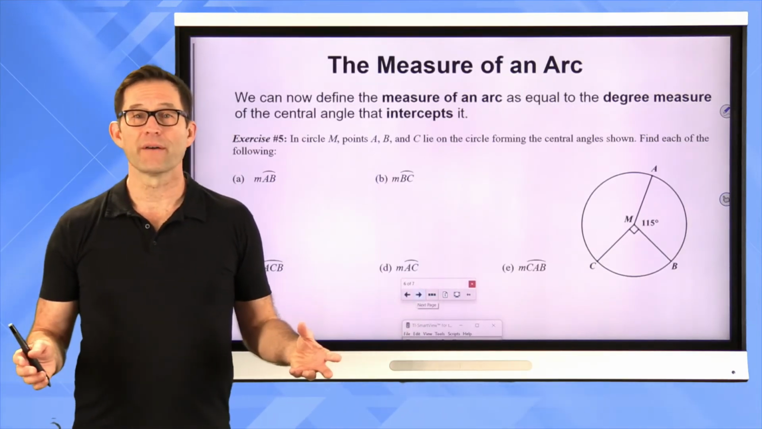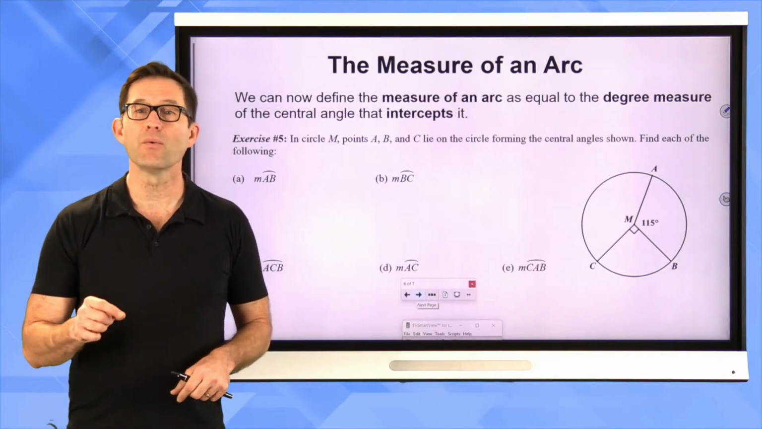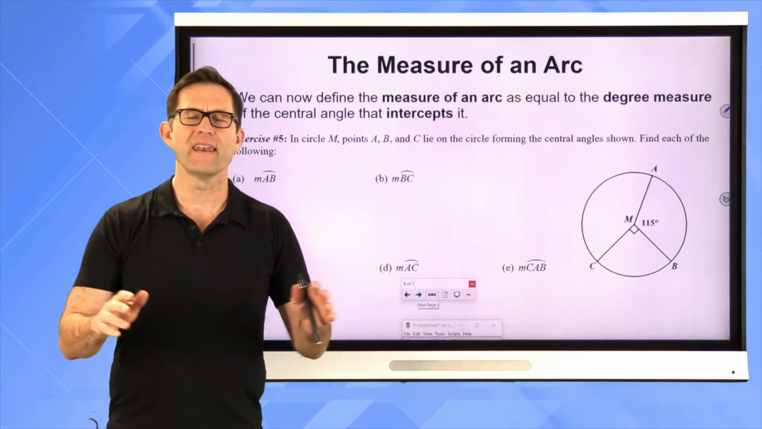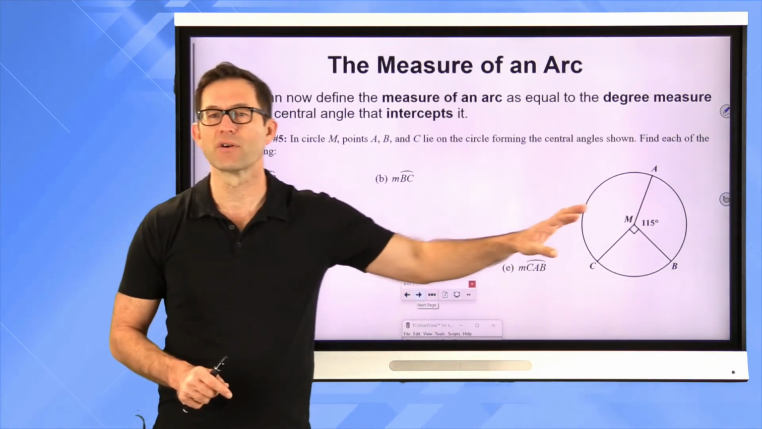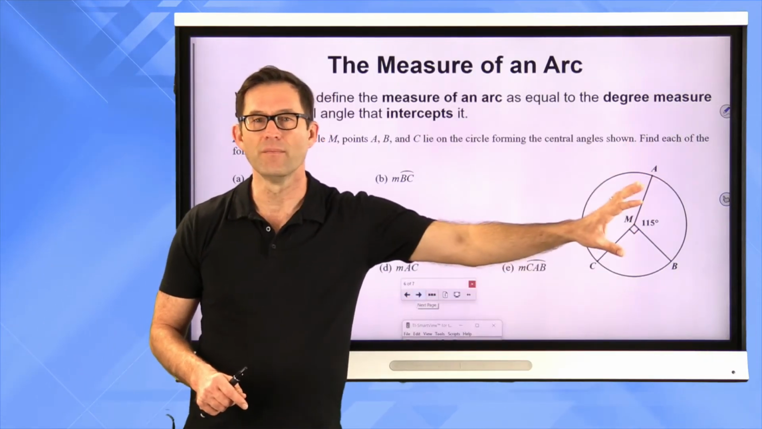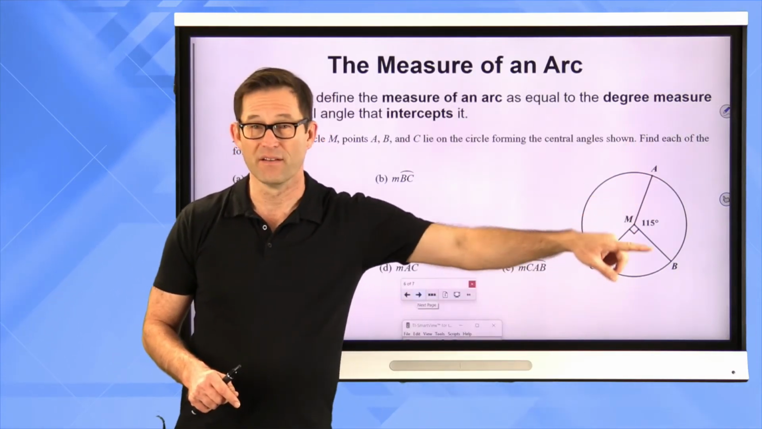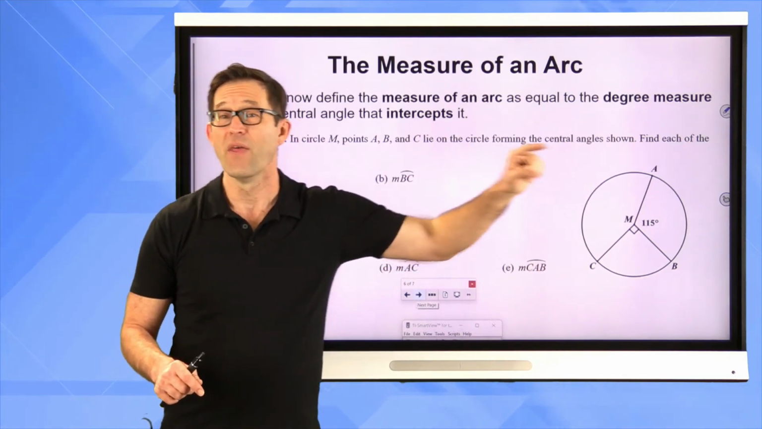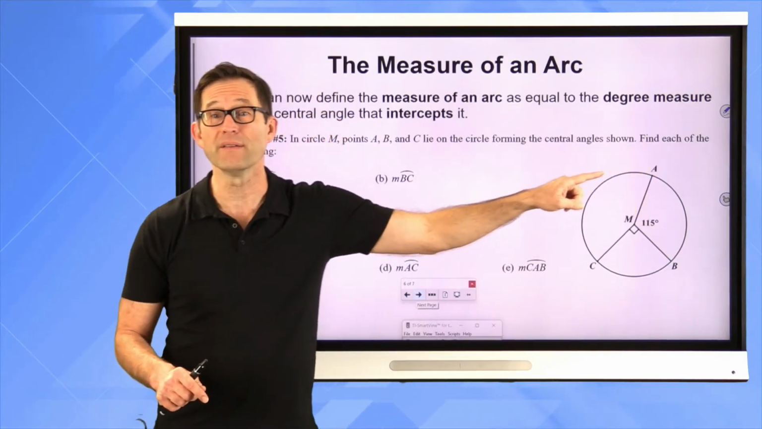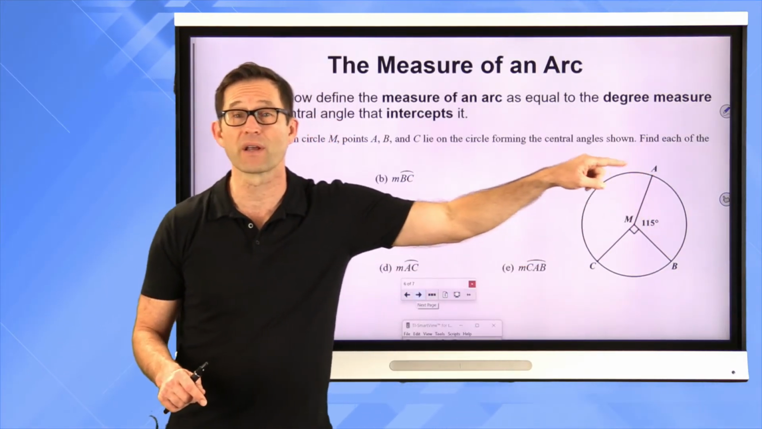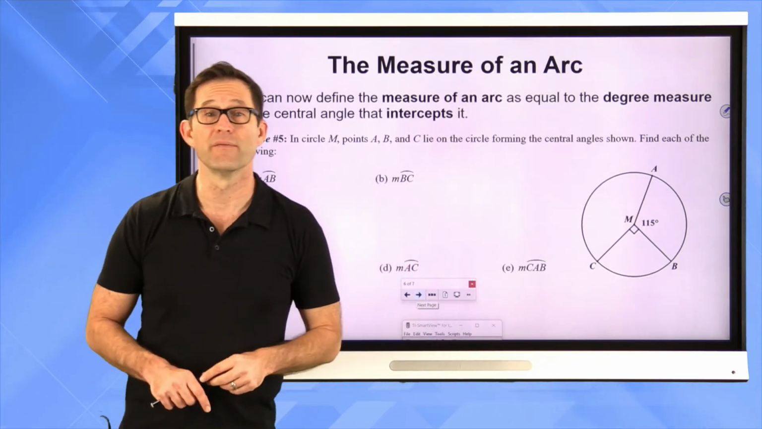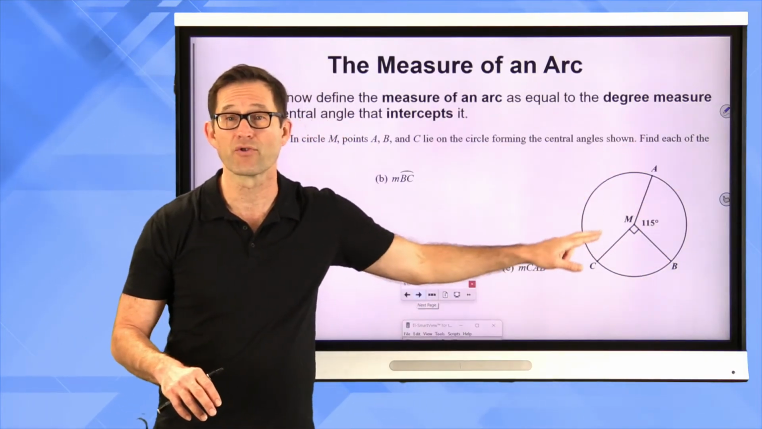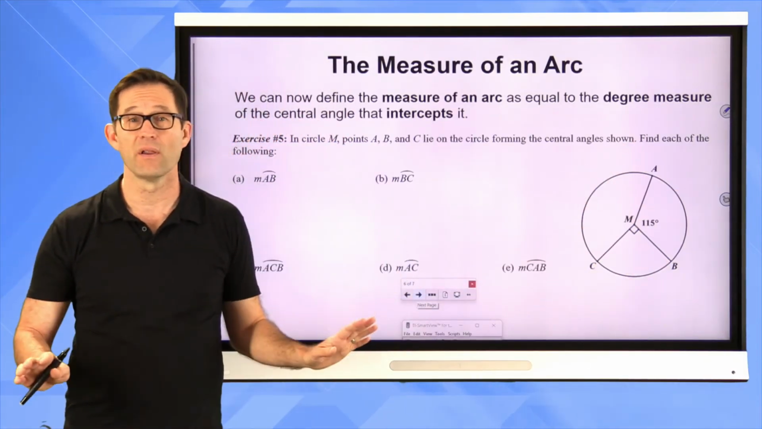Now, the measure of an arc. We can now define the measure of an arc as equal to the degree measure of the central angle that intercepts it. Okay, and again, this is not complicated. The idea of the measure of an arc is real simple. If we took any circle and divided it up into 360 equal partitions, and we counted how many of them were between points, or that lie along a particular arc, that is the degree measure of the arc, right? It's like putting a really big protractor, a 360 degree protractor, around our circle. That's all it is, okay?